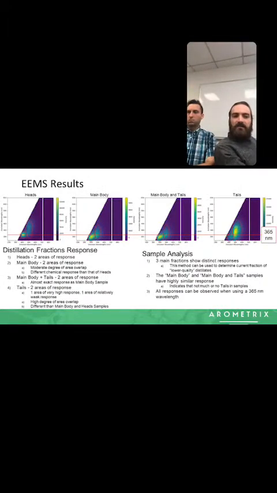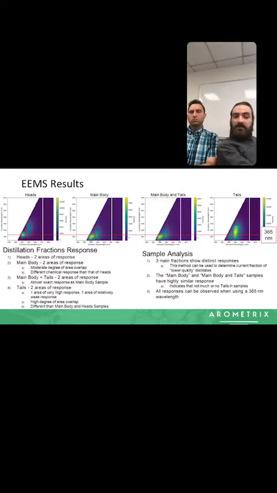Awesome. So some results that we saw, yet again, I'm not going to go through exactly how you analyze these maps. If people have questions about this, please feel free to ask them. But what this map's basically showing you is that any place that you see purple, that means zero fluorescence, there's no response. When you start seeing yellow or green or blue, that basically means that you have a fluorescence response from the EEMS. So two important fluorescence peaks that we saw from heads, main body, and tails are a peak at about 400 nanometers and a peak at about 500 nanometers.